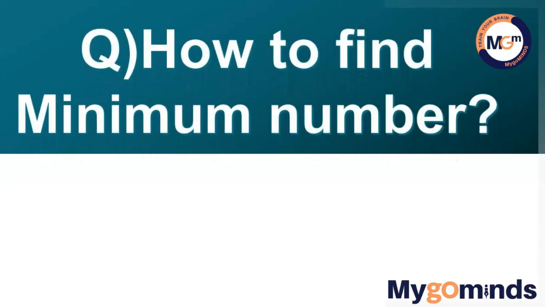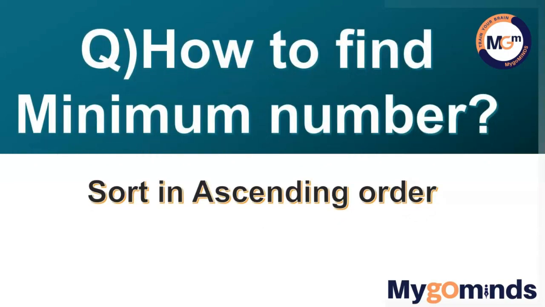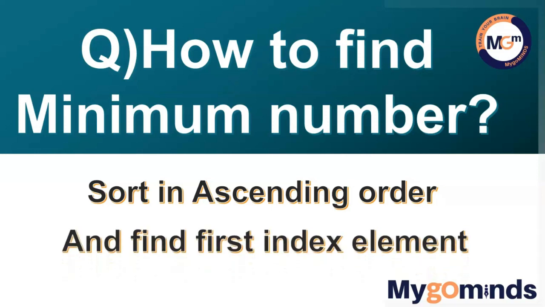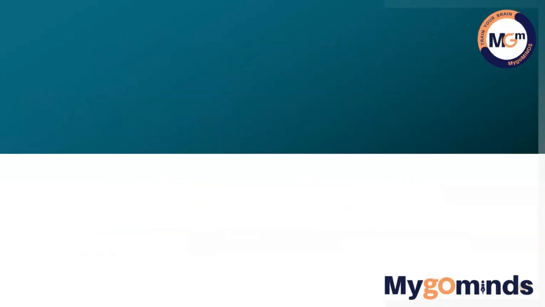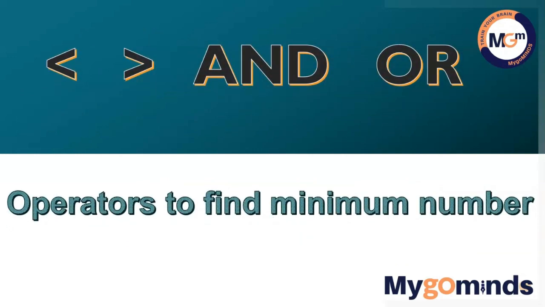Okay, so how to find the minimum number? It's easy. It's just to sort in ascending order. Ascending order is nothing but the smallest value to the highest value. And then when you sort in ascending order, the first index element will be the minimum number, right? Index of 0 will be the minimum number. So what are the operators in order to find out the minimum number? It is less than and also the and operator.